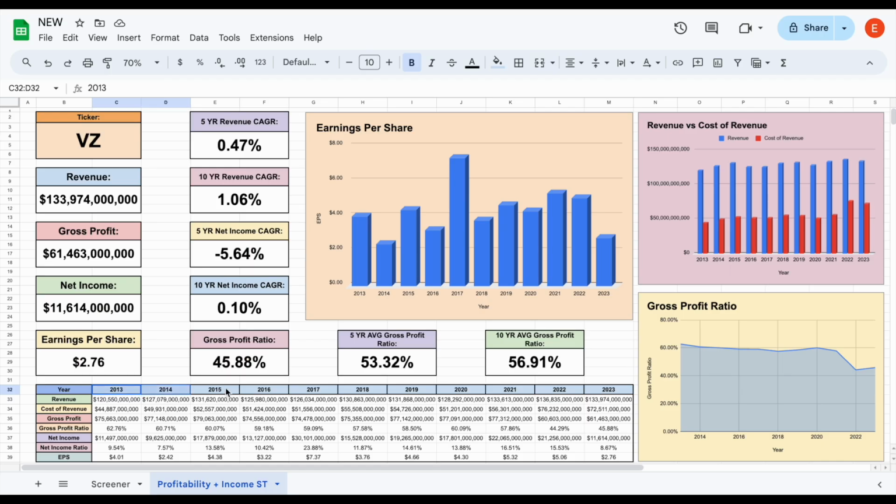And we have this data from 2013 to 2023 listed out here, but of course with ticker data, you can get data dating back over 30 years. So that's pretty cool. But essentially what we're doing again is breaking down the income statement metrics and the profitability for this company. We can see the most recent year, Verizon generated around $134 billion in revenue, gross profit of around $61.4 billion, and net income of around $11.6 billion. And we can also see their earnings per share was sitting at $2.76.